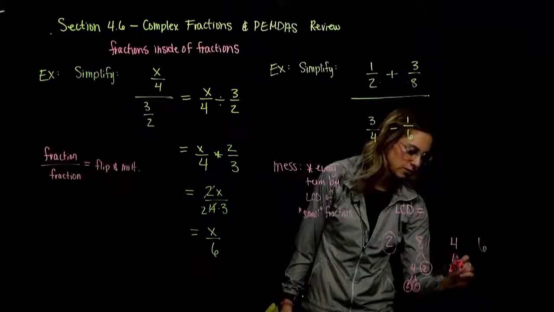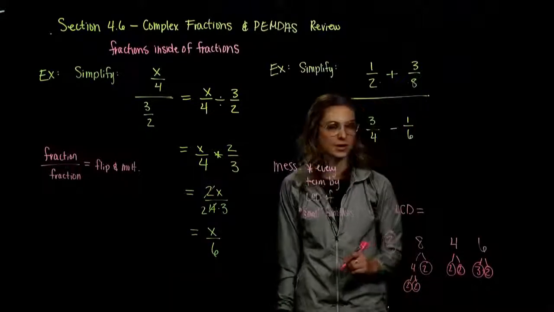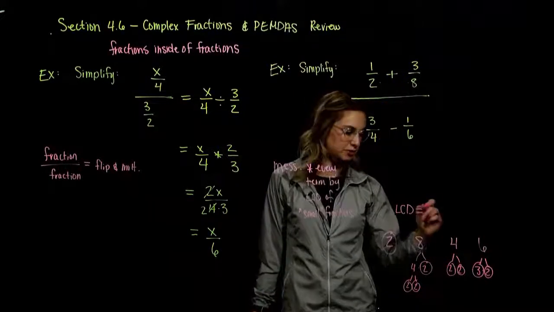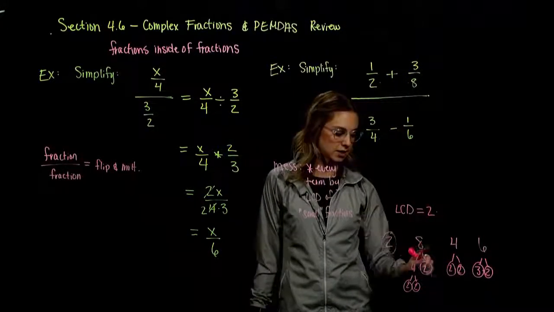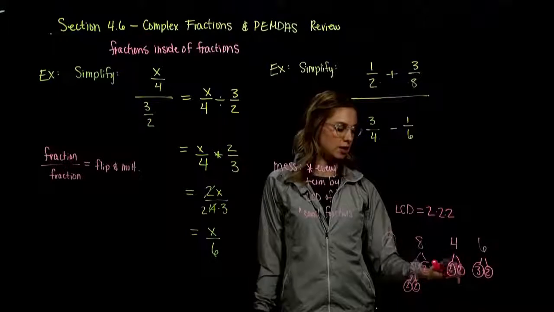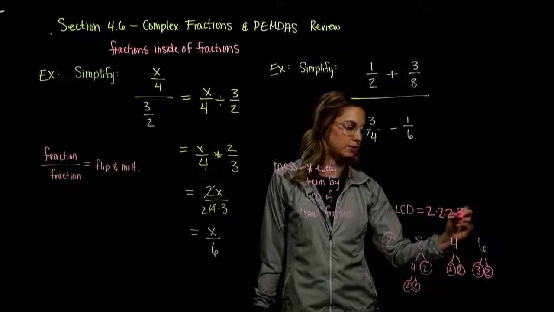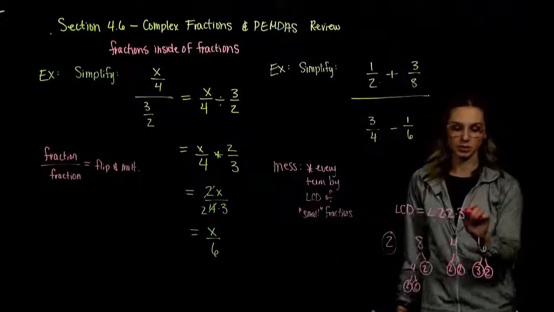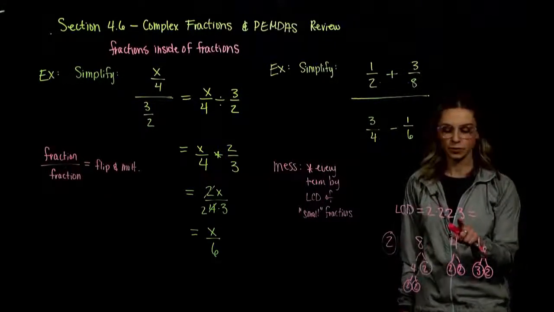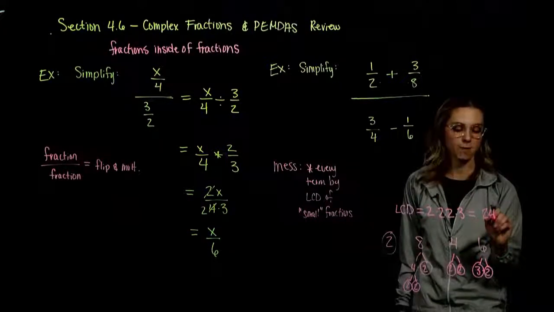4 has 2s living inside of it. We know that drill by now. And 6 has 3 and 2. So our LCD has to take into account all of the factors of at least one of them. I'm going to start with 2. And what is our LCD missing that 8 has? 2 more 2s. Are we missing anything in our LCD from 4? No. Are we missing anything that 6 has? A factor of 3. So as we multiply all these together, what's our least common denominator? 3 times 2 is 6, times another 2 is 12, times another 2 is 24.